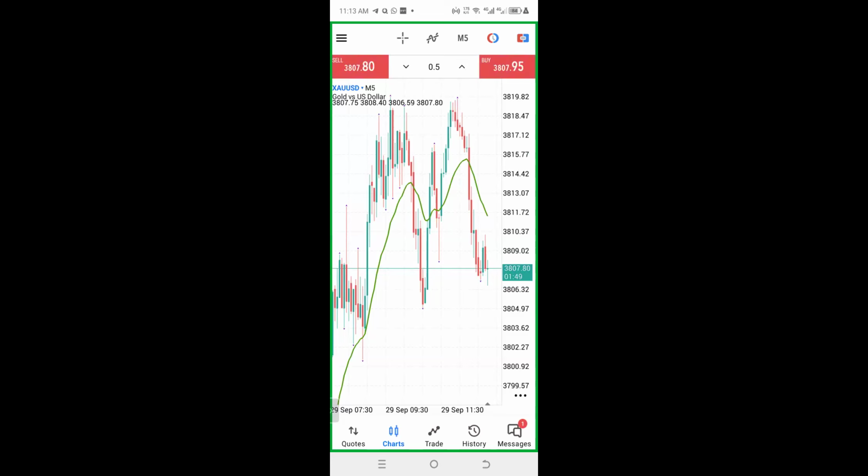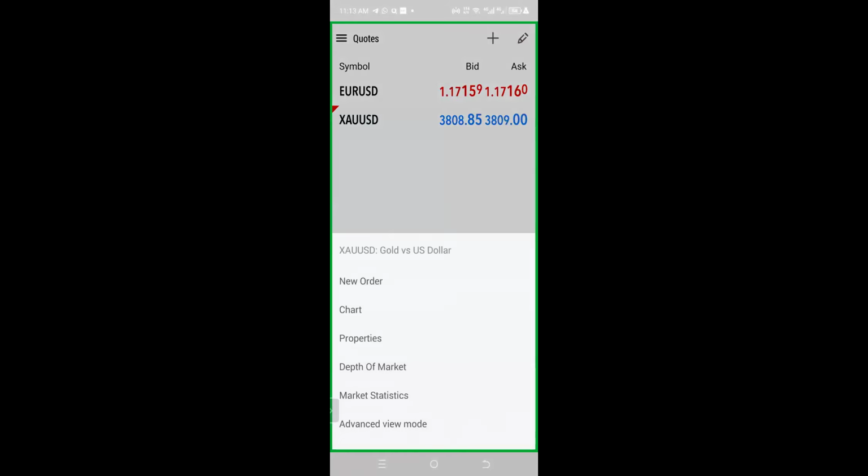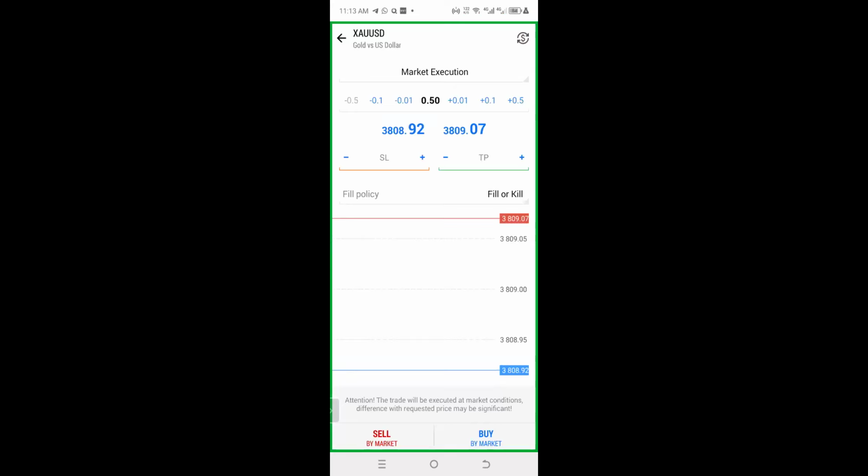So all you do is click on your buy, since it's a buy. If it's a sell, click on your sell. You can see sell and buy at the top of my screen there. Or you come to quotes and click on XAUUSD, which is the pair you are trading. You are on market execution, right? This is market execution, meaning any trade called, enter immediately.